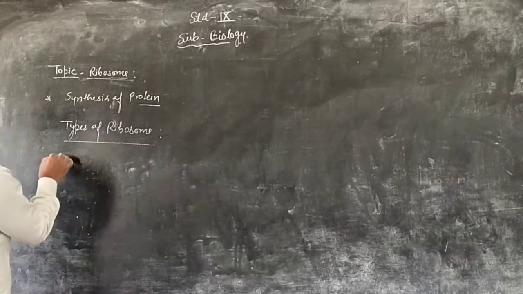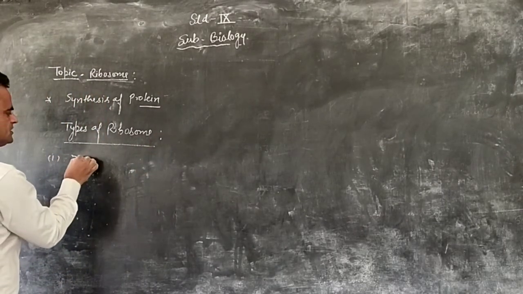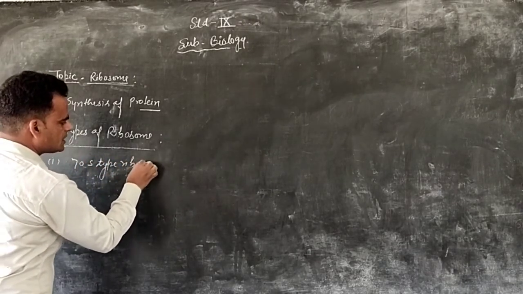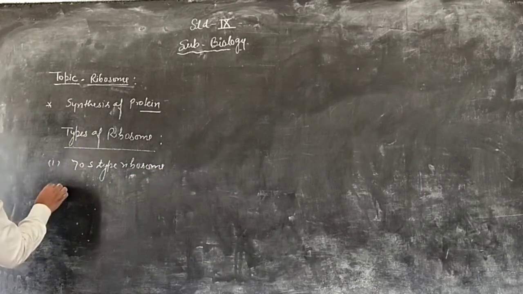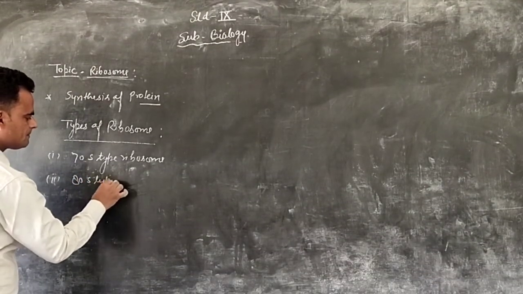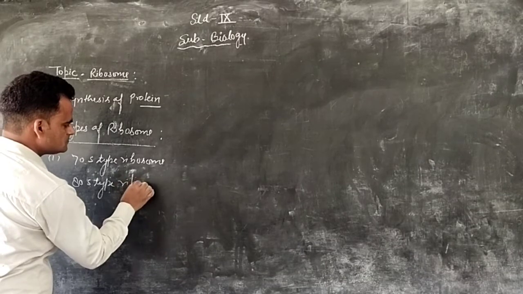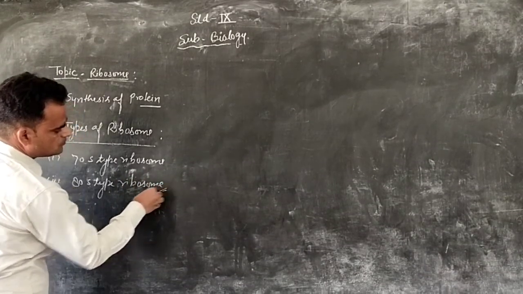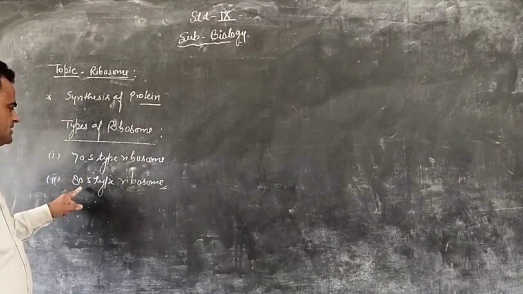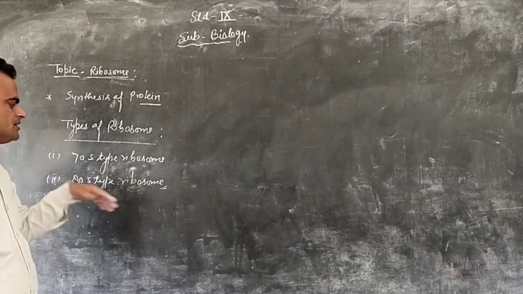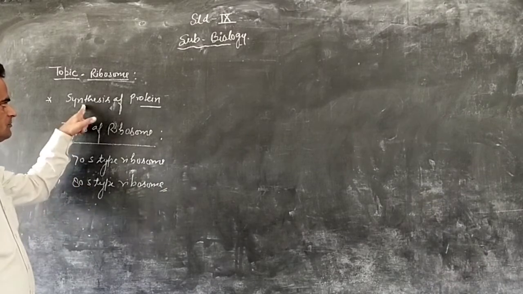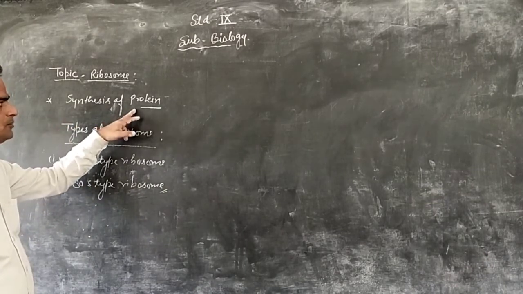In the next part we discuss, first, the 70S type ribosome and secondly the 80S type ribosome. The 70S type ribosome is found in prokaryotic cells and the 80S type ribosome is found in eukaryotic cells. The main function of the ribosome is the synthesis of protein.